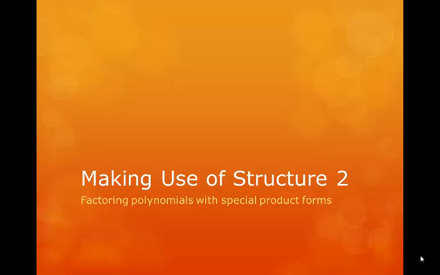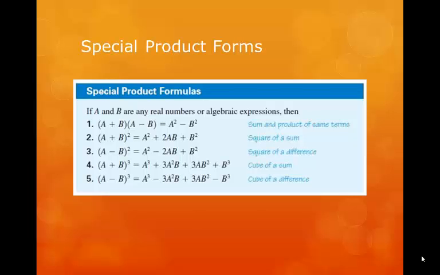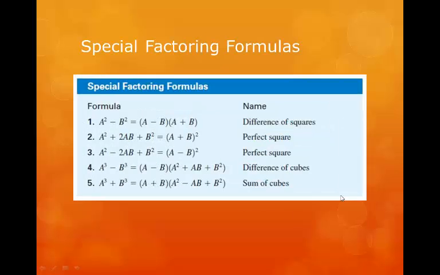And so what this is really going off of is this idea of special product forms, where if you have the sum and product of the same terms, like here, a plus b, a minus b, that's a squared minus b squared. And then if you have a square of a sum or a square of a difference, we get these special product formulas. And also if you have a cube of a sum or cube of a difference, you get these. Now you don't have to memorize these, but you should at least recognize them and see how that will help you when you come to factoring.